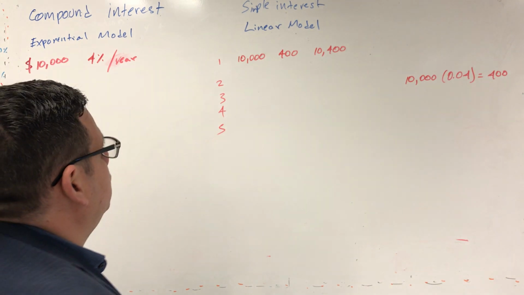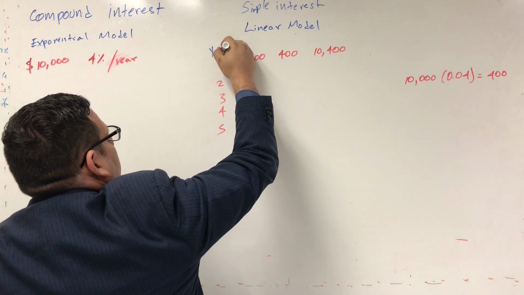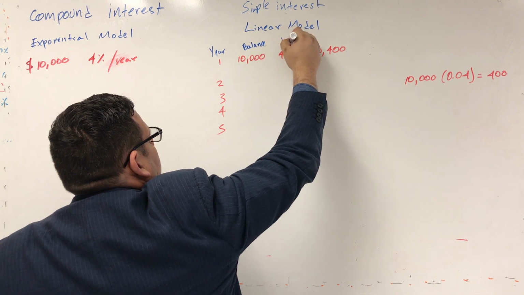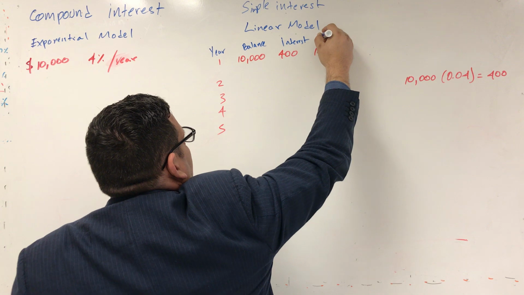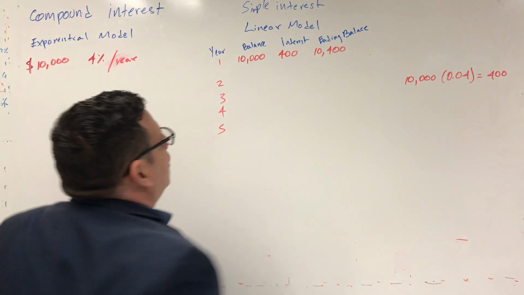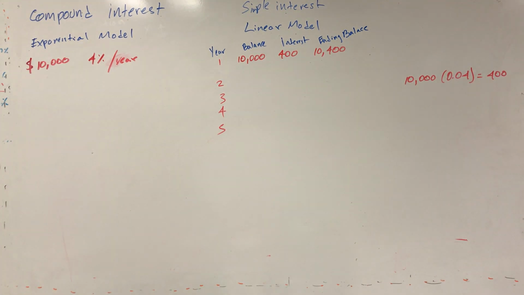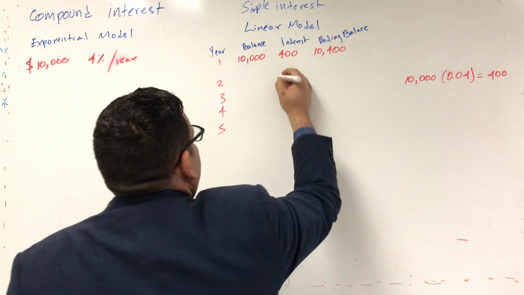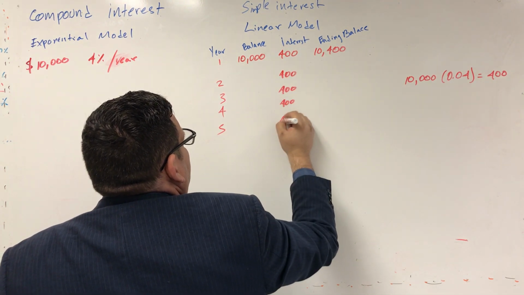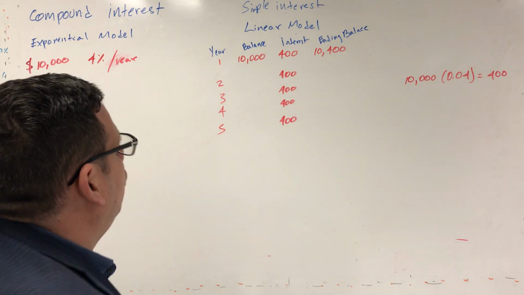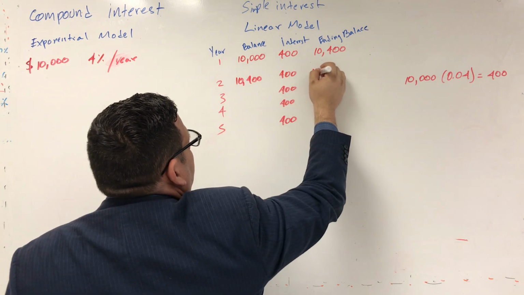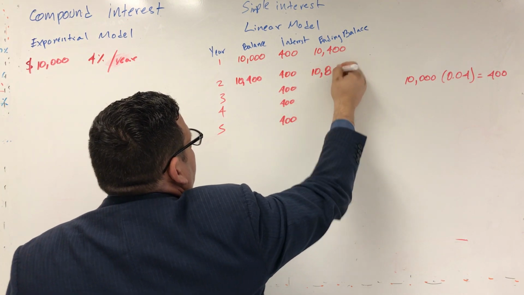So let me write here: year, balance, interest, and the ending balance. No matter what, the bank will always pay you the same amount of interest for the second year, the third year, the fourth year, and the last year. If you go here, you have more money, but they continue to pay you the same. So you get in total now this.